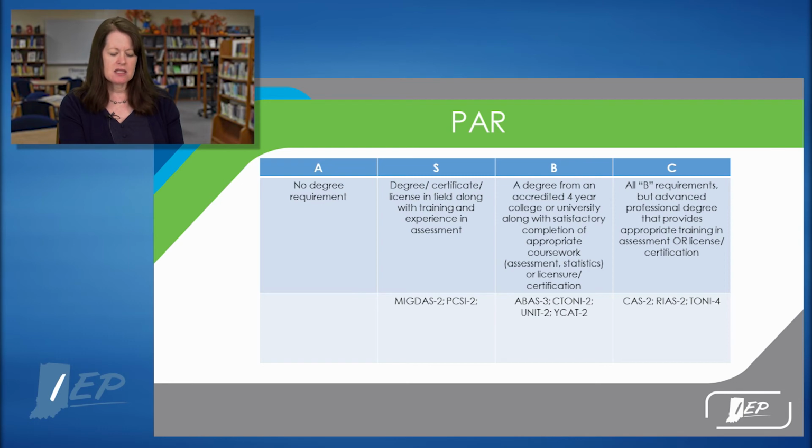And then C requires everything that B does, except they do require some kind of advanced degree. So master's degree, doctorate degree, education specialist degree, that would expect that you're going to have some of that advanced training. And again, they say, or that licensure or certification process.